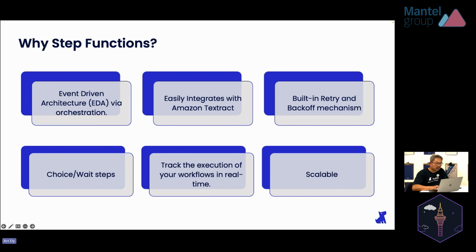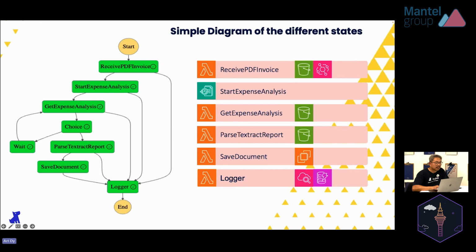Moving on, this is our final diagram with all the different states. Initially we had just 3 Lambdas. We were using a built-in service called expense analysis, which is part of Amazon Textract. Eventually, as we were developing, we shifted to mostly Lambda because of some limitations in those services.